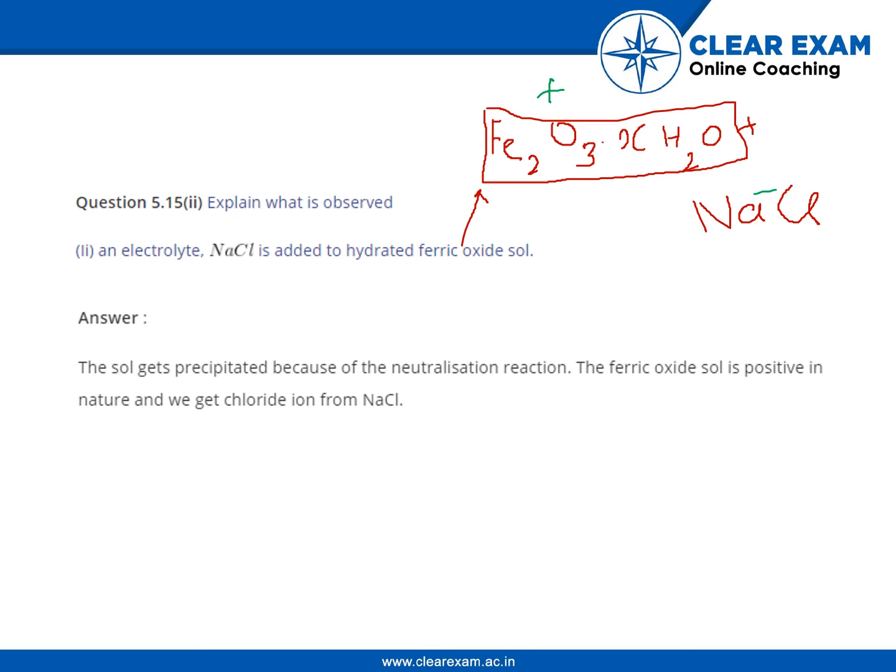We know that NaCl is composed of Na plus and Cl minus. So since this sol is positive in nature, it needs some negative charge to get neutralized. Okay, so Cl minus from the compound NaCl goes in and reacts with this ferric oxide sol, so that the ferric oxide sol gets neutralized. So we know that ferric oxide sol is positive and we get chloride ions from NaCl.